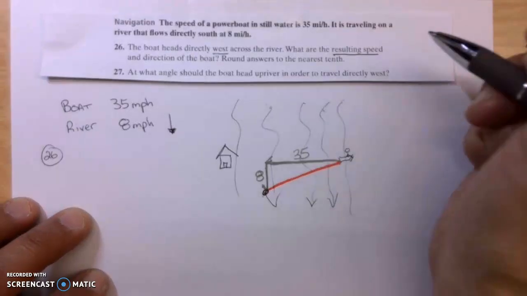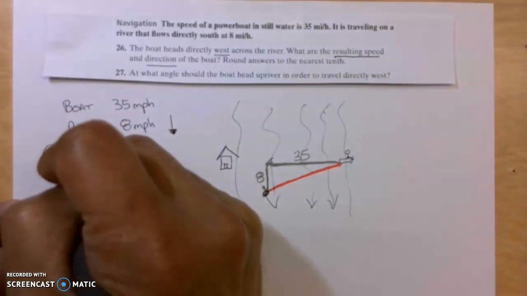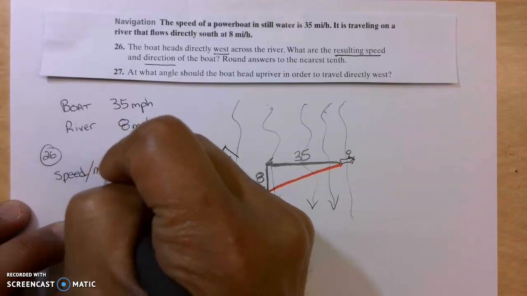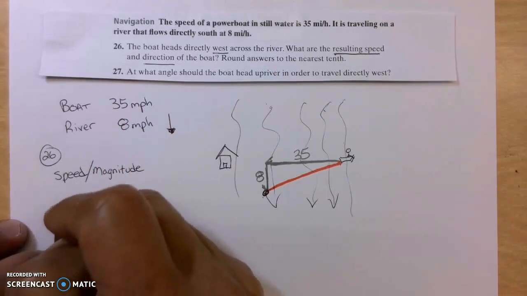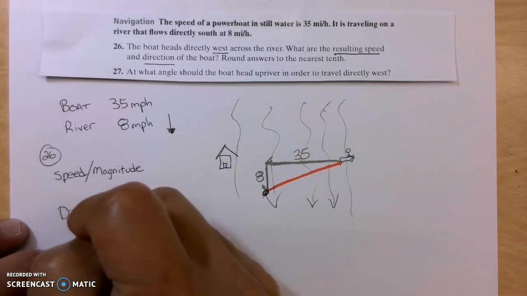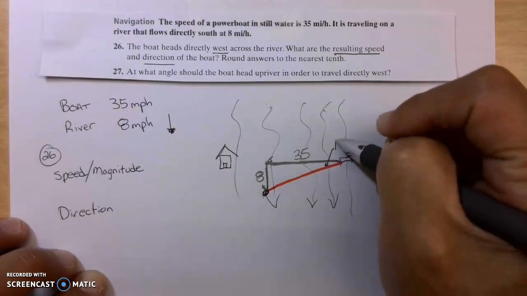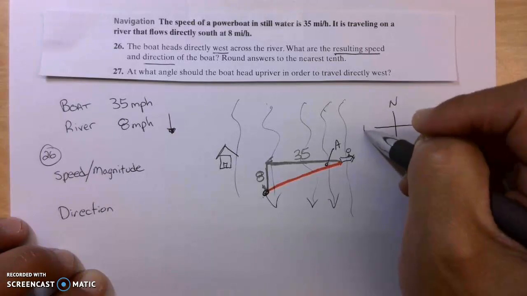They want to know the resulting speed, which is the magnitude, and then the direction. So there's two things here. We're going to get the speed of that red line, which is really the magnitude of how long that line is. And then we will also get the direction. And in order to get direction, we need this angle here, and I'll call this angle A. And of course, north, south, east, west.